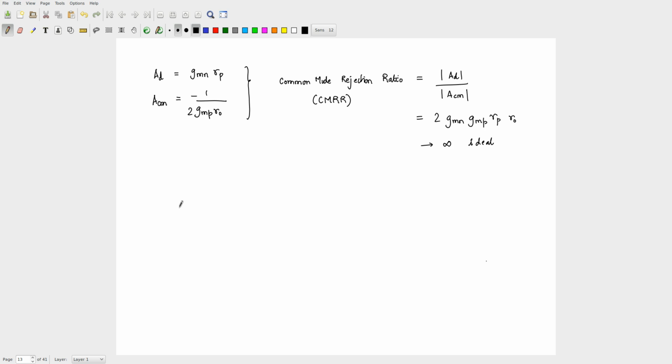Alright. So we have calculated the incremental gain for the common mode signal and the differential mode signal. The last thing that we need to calculate is the output and input impedances. And this is really simple to calculate. Let's first take the input impedance.